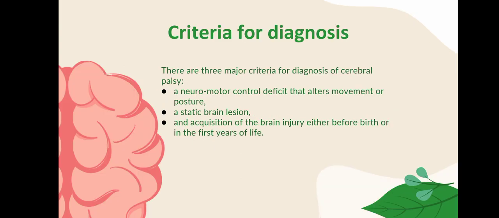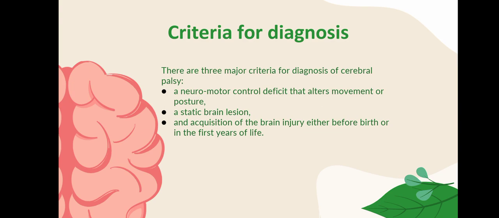The second one is the criteria for the diagnosis of CP. Basically, there are three criteria on the basis of which we are going to diagnose the disease. The first one is a neuromotor control deficit. Brain damage causes neurological and motor deficit in the body, and because of this the patient is not able to perform movement, and there is a deviation in the posture, for example lordosis, kyphosis, etc., can develop in the patient.